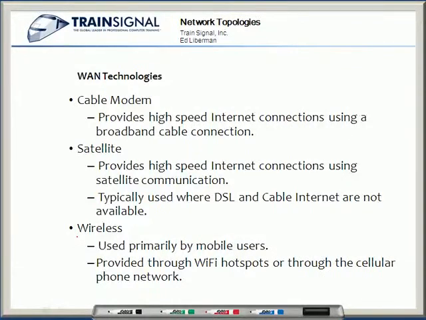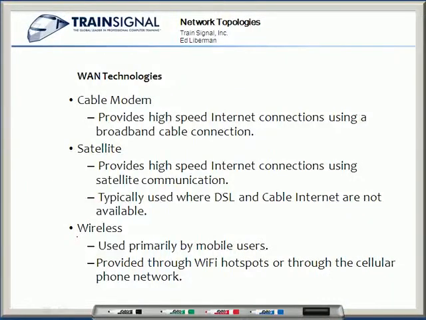All right, moving along, talking about internet connectivity, we have cable modem, where we get a high-speed internet connection through your broadband cable connection, the same way your cable TV comes in. You've got satellite internet connectivity, where again, high-speed internet connections use satellites. Typically, satellites are used when DSL and cable are not available. If you're way out in some rural area that doesn't provide cable, doesn't have DSL, you're too far from a switch, well, as long as you have line of sight to space, you're going to be able to get connectivity that way.